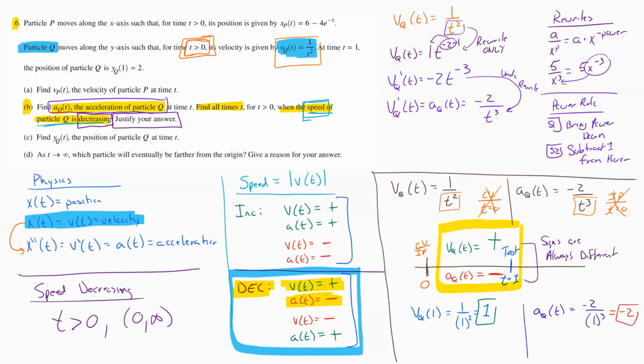So really we had two problems here. The first part of this was to find our acceleration equation, which was just doing a quickie little derivative process. And then we wanted to figure out when the speed is decreasing. So we needed to check when the signs are different between our velocity and our acceleration graphs.